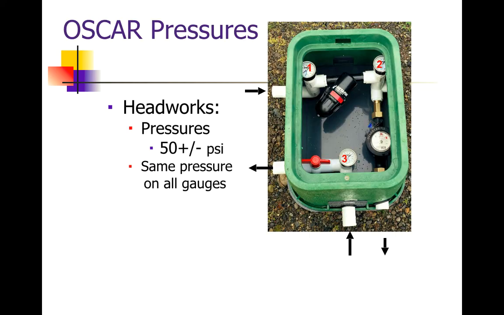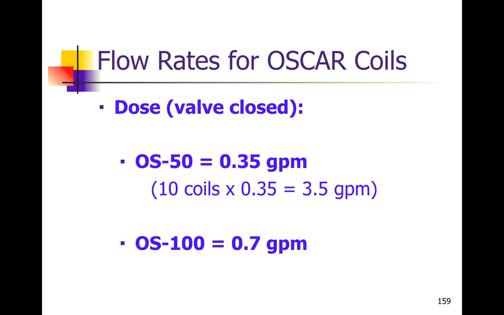Our pressures should be about 50 psi all the way around on all these gauges. Now the flow rate when we're testing this with the valve closed is going to vary depending upon the number of coils we have in our Oscar system. Here you have to do a little bit of math. If you can't remember these numbers, it's best that you just record what the flows are so you know, and then either call somebody or give the numbers to the designer, and they'll be able to verify whether they're the right flows.